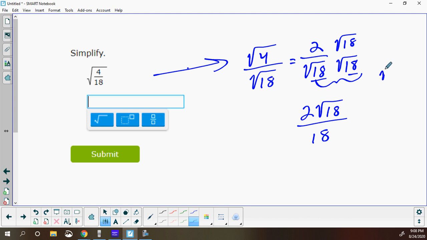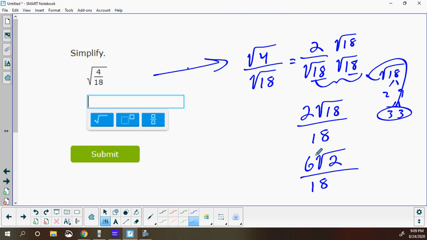We do need to break that up. Root 18 is 2 times 9, 3 and 3. The 3s move out. So 3 times this already existing 2 would be 6. And then 2 is left over 18. We can divide this by 6 and this by 6 to reduce the fraction. So 1 root 2 over 3. We really don't need the 1, but since we're learning, boom.